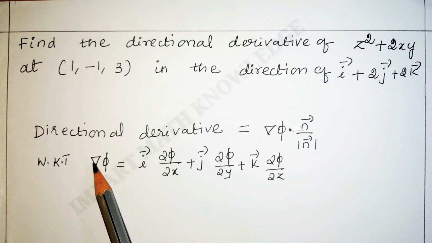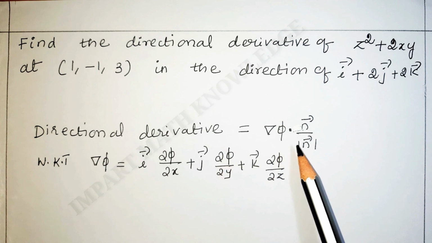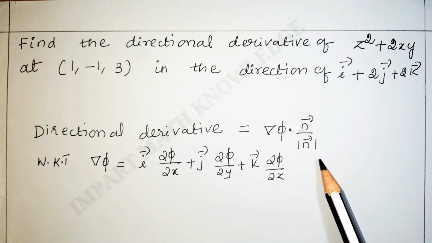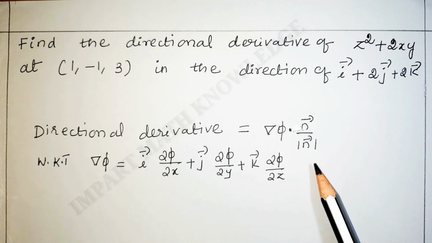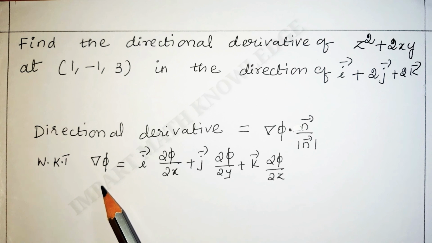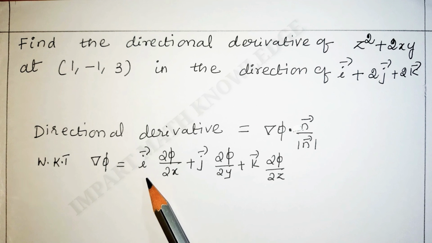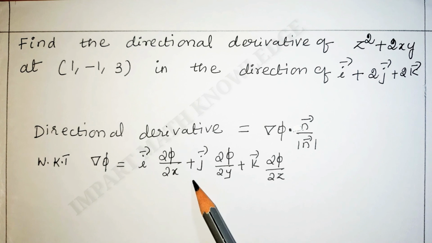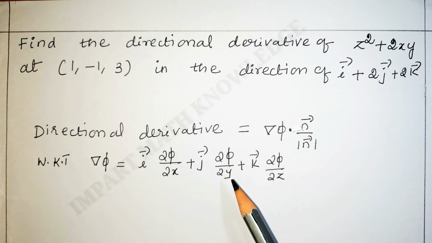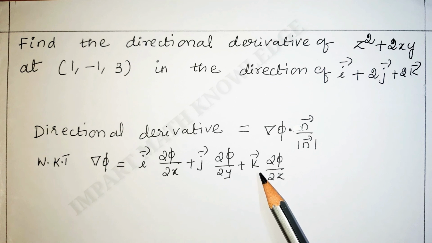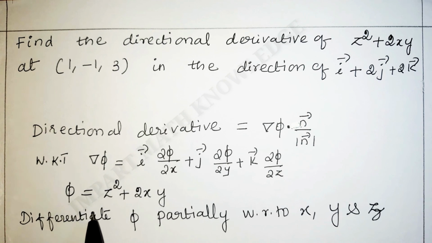The formula for directional derivative is del phi dot n vector divided by modulus of n vector. Here del phi is nothing but grad phi, that is i vector dou phi by dou x plus j vector dou phi by dou y plus k vector dou phi by dou z. Phi is equal to z square plus 2xy. Differentiate phi partially with respect to x, y and z.